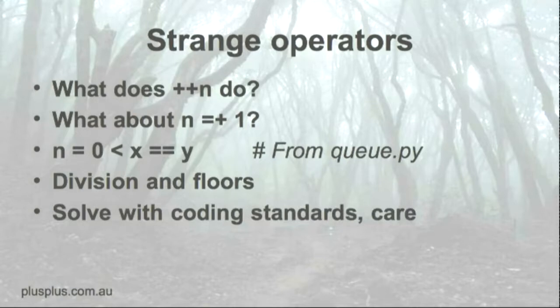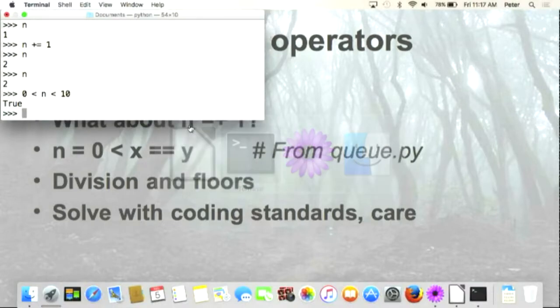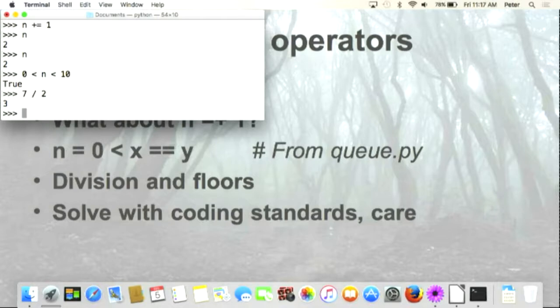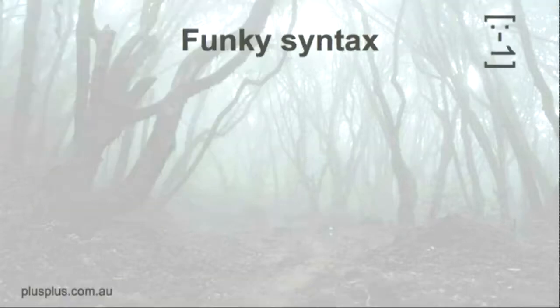We are getting through our stuff. Coding standards: just watch out for division. 7 divided by 2 in Python 2, that'll be 3. How much do you know? What's minus 7 divided by 2? This isn't C, this is Python. If it was C, you'd get a different result. Watch out for the flaw. Solve with coding standards care.